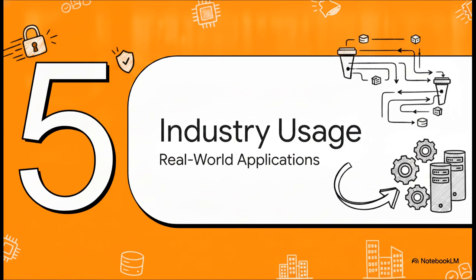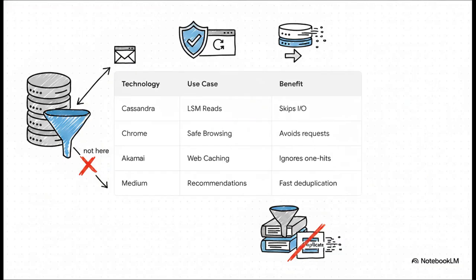Section 5. Real-world industry usage. Let's look at how the industry applies this ultra-fast security guard at massive scale. In databases like Cassandra and ScyllaDB, Bloom filters sit right in front of the disk. If the filter says, "not here," the database skips reading the SS table entirely, which saves massive amounts of disk I/O. Google Chrome uses them to instantly filter malicious URLs right on your device.